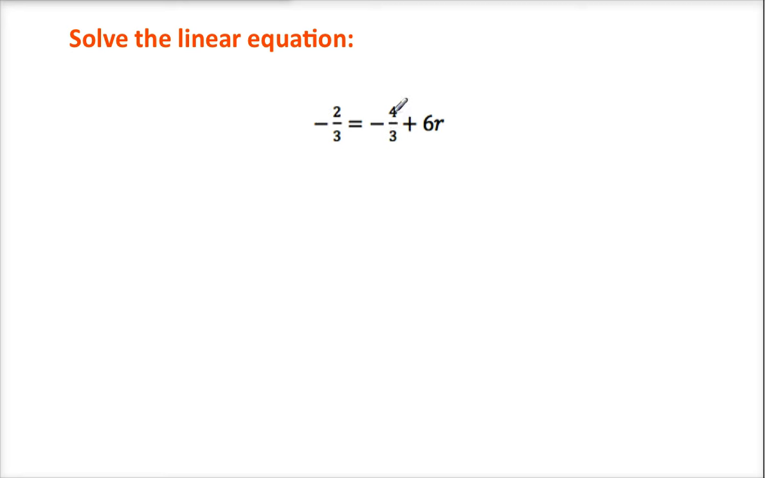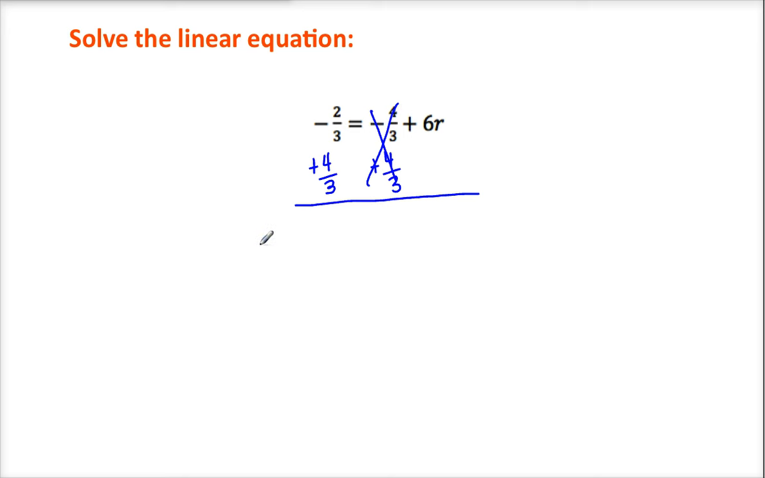So I have a negative 4/3 over here. So I need to make a 0 pair with negative 4/3. In order to do that, I would add 4/3, because a negative 4/3 plus 4/3 is 0. So this is my 0 pair. Now remember, whatever I do on one side, I have to do on both sides to keep everything balanced. Okay, so the negative 4/3 and the positive 4/3, like I said, cancel each other out.